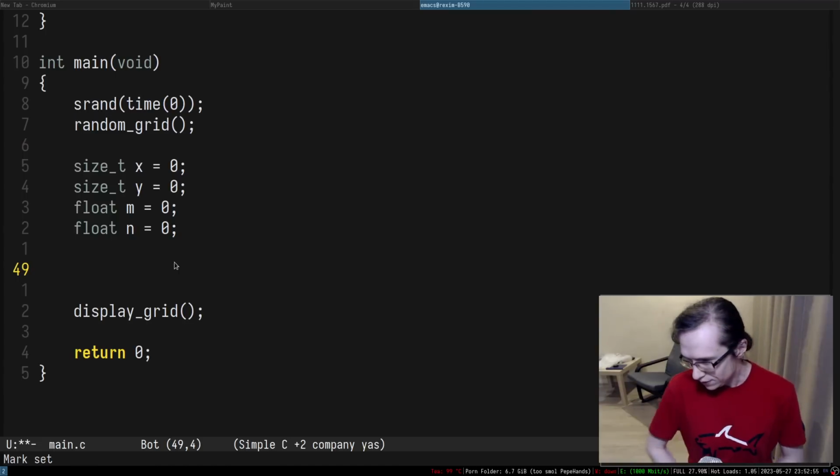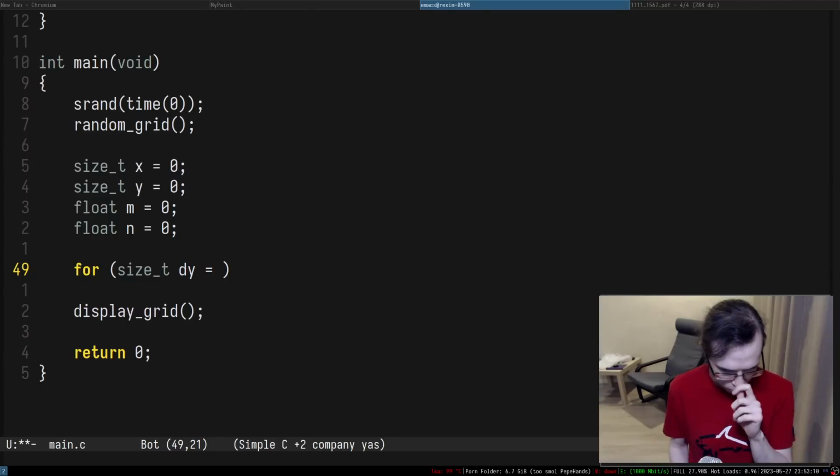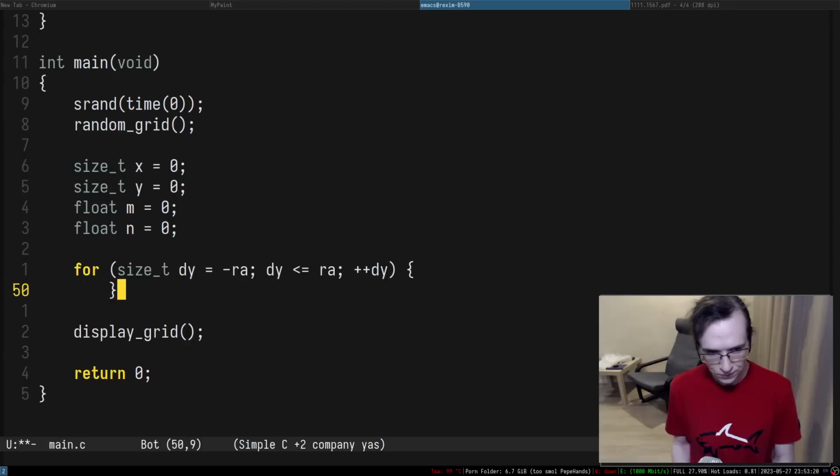All right, and that is determined by the radius, right? So let's start an iteration, size t, and we're going to iterate with dx. So this is going to be dx and dy, right? We probably want to start with minus ra, and dy up to ra, something like that.